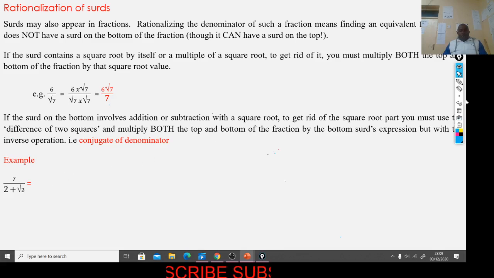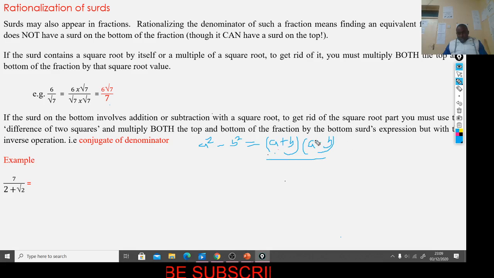Remember, the difference of two squares in Form 2. We write the difference of two squares, a squared minus b squared, which equals a plus b into brackets a minus b. You learned that in Form 2, the difference of two squares. This is what you learned.